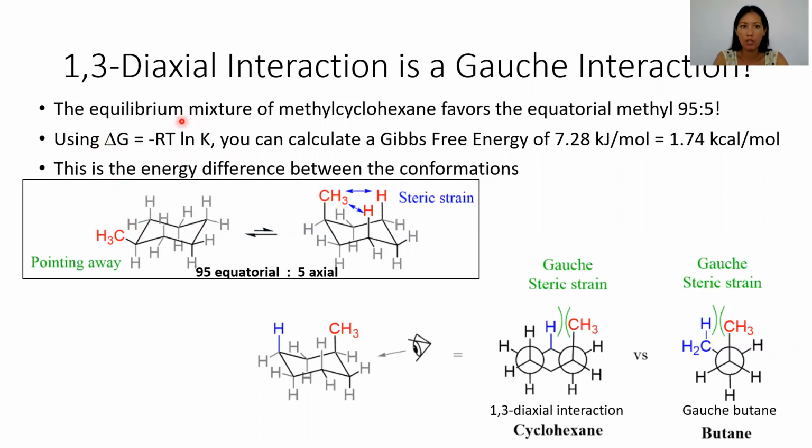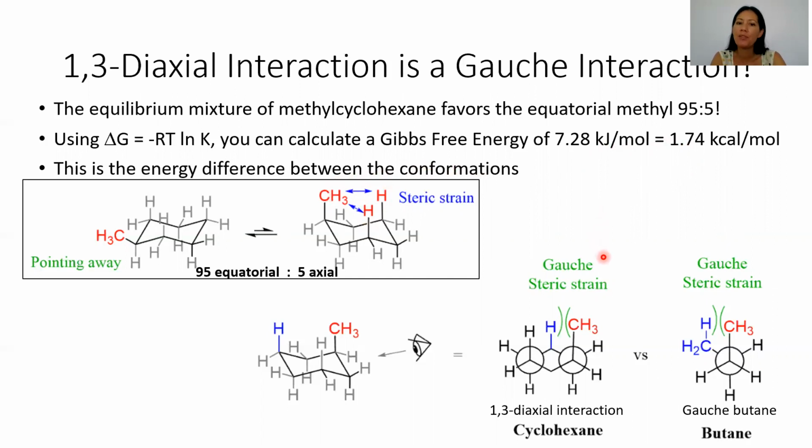You can use something you learned in Chem 150 or your second semester general chemistry course, using delta G equals minus RT natural log of K, where the K is the equilibrium constant of product over reactant. You can calculate a Gibbs free energy of 7.28 kilojoules per mole, which is 1.74 kcals per mole. So that means that's the cost of these two A13 strains. And so each one of these is about 0.9, which was the same we said was a gauche.